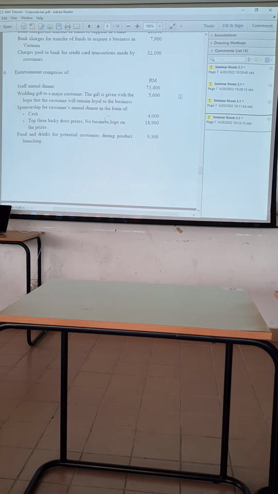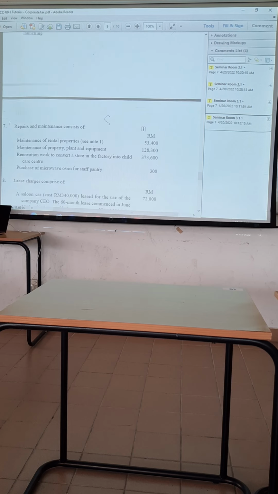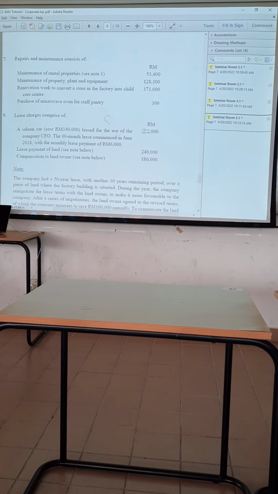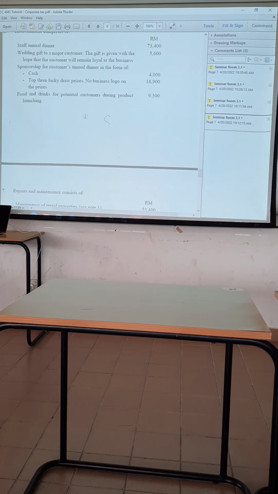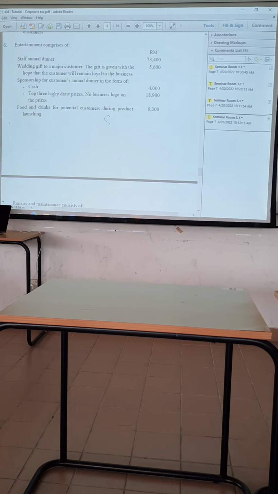Huh? Do you think wedding gift is allowable or not? Not allowed. Add back entirely, right? 100%. The others are 50%. What about your annual dinner, client's annual dinner? Sponsorship? Allowed? Cash is not allowed. Cash not allowed? Here, cash contribution for customers' annual dinner. Cannot? 100% not allowed. I thought 50%. There is a section.